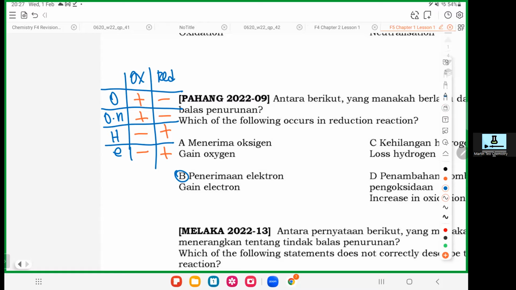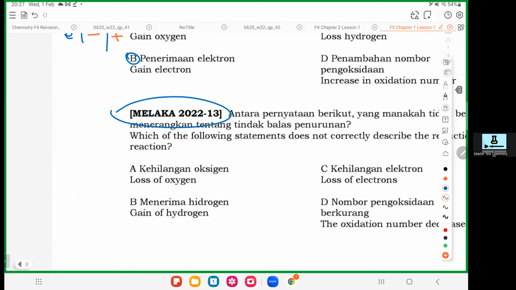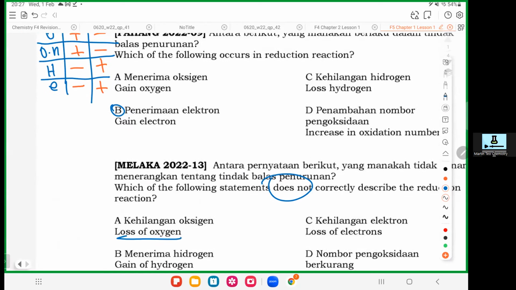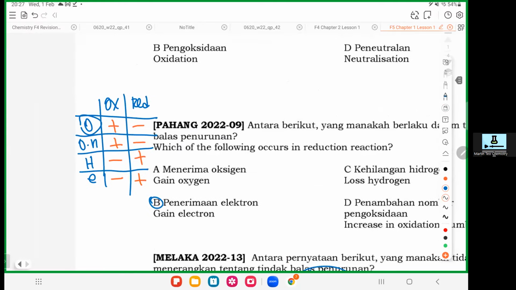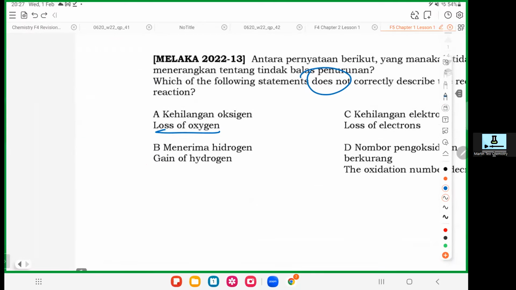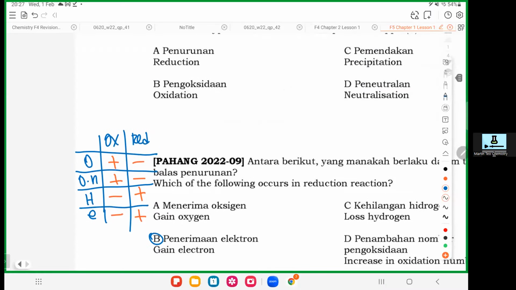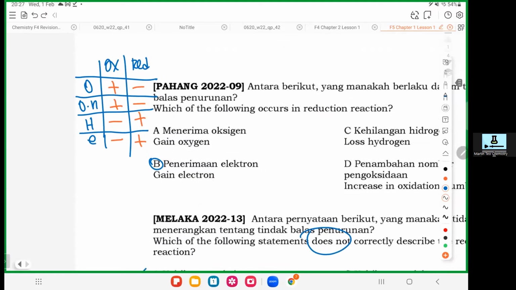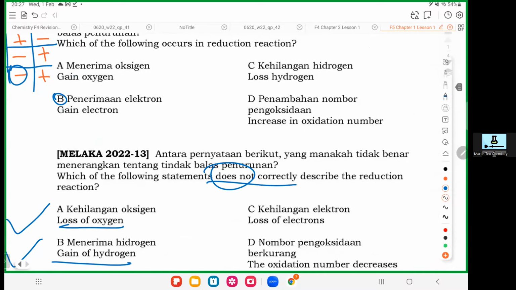This is a Malacca paper, same thing. Which of the following statements does not correctly describe reduction? Does not means you want something wrong. Lose oxygen, yes or no? Lose oxygen is reduction. Yes, but we're looking for something wrong. Gain hydrogen, yes or no? Gain hydrogen is reduction. Yes, but we want something wrong. Lose electron. Let's look at electron. Losing it should be oxidation. So it is wrong, because we are looking for something that is not correct. So the answer is C.